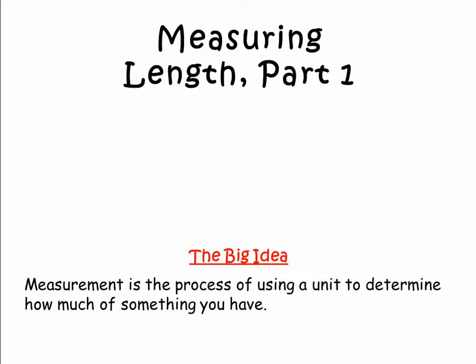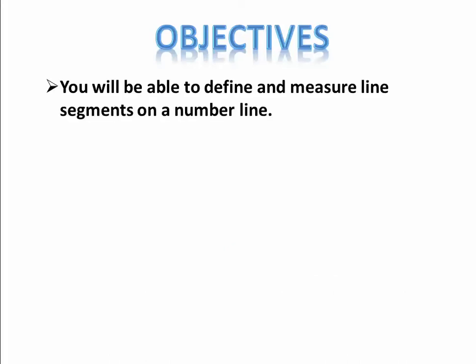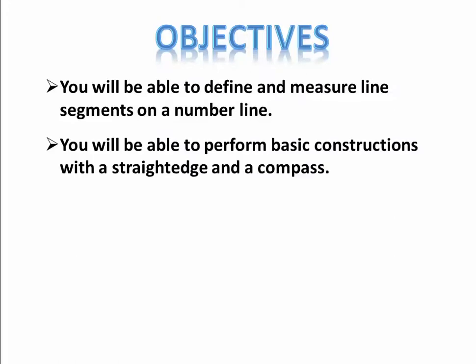And just to give you a warning, the big idea here is measurement is the process of using a unit to determine how much of something you have. In the objectives of this lesson, you will be able to define and measure line segments on a number line, and you will be able to perform basic constructions with a straight edge and a compass, which you received in your supplies from K-12.